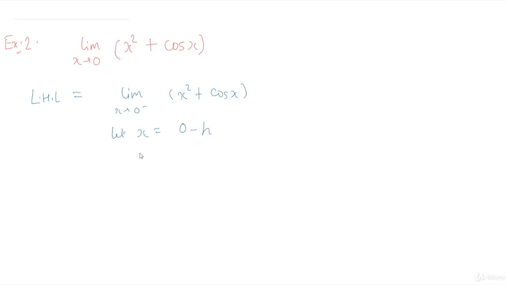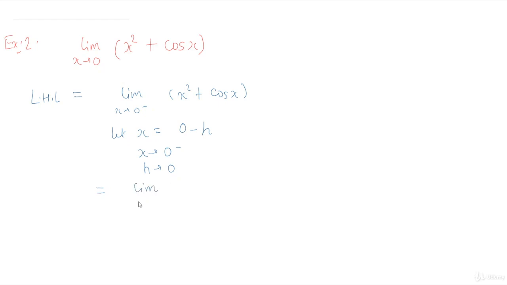Now for this example, since x equal to 0 minus h and x is approaching to 0 negative, this h will approach 0. Since x is close to 0 but a very small negative quantity, this h will be a very small positive quantity and will definitely approach 0. Okay guys, so now we will replace this x by h in this left hand limit.